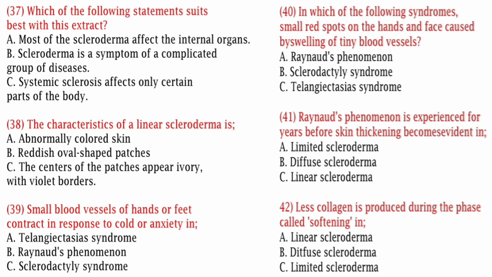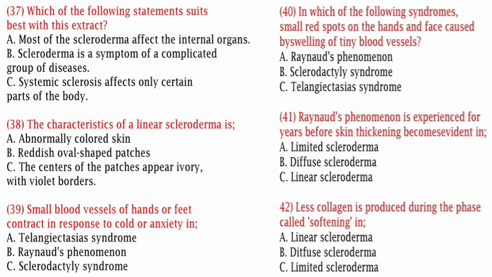Systemic sclerosis not only affects skin but also involves blood vessels and major organs. Patients with systemic sclerosis often have all of the following symptoms, known as CREST syndrome, an acronym for calcinosis, formation of calcium deposits in the connective tissue. Raynaud's phenomenon. Small blood vessels of hands or feet contract in response to cold or anxiety. Esophageal dysfunction. Impaired function of the esophagus occurs when smooth muscles in the esophagus lose normal movement.